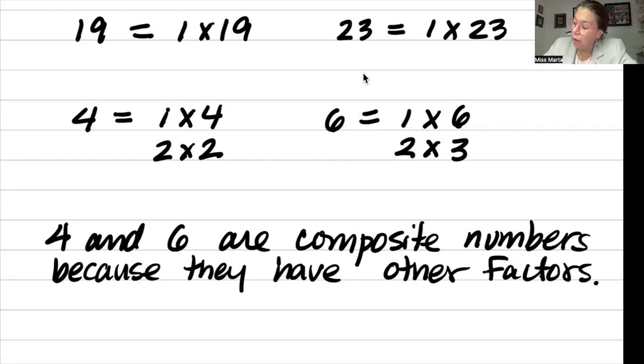Okay, let me go highlight here again. Composite numbers, they have other factors. They have more factors than 1 and itself. They have many factors. All right, so that takes care of prime versus composite.